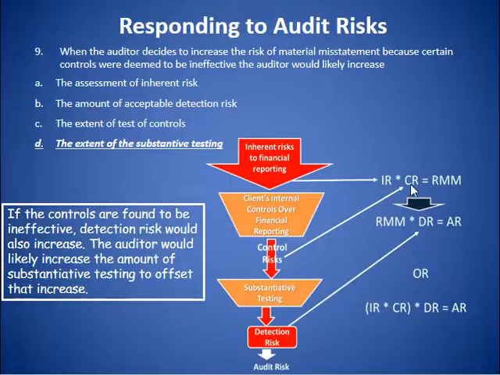Three is the extent of the test of controls, and all that would be doing is an additional evaluation of control risk when we know control risk has already been evaluated and we know that has resulted in some detection risk. So the last answer is the extent, the amount of substantive testing, which will decrease our detection risk. So if the controls are found to be ineffective, detection risk would also increase. The auditor would likely increase the amount of substantive testing to offset that risk.